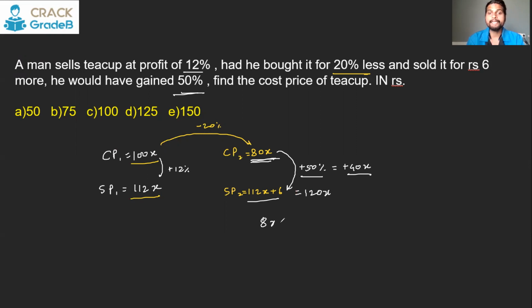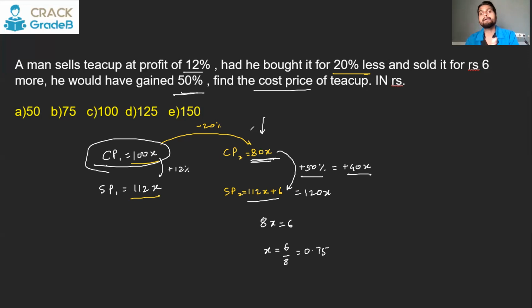So that gets us 8x is equal to 6, or x is equal to 6 upon 8, or 3 upon 4, which means 0.75. They are asking what is the cost price. Cost price means obviously this cost price, because this is hypothetical, had it happened. The actual cost price is this. So you have to put 0.75 here. So the answer will be 75.